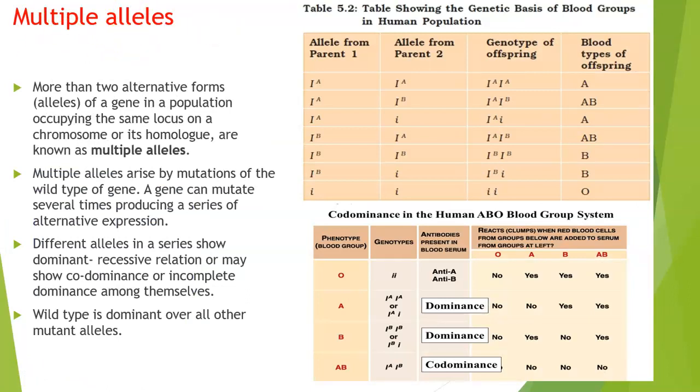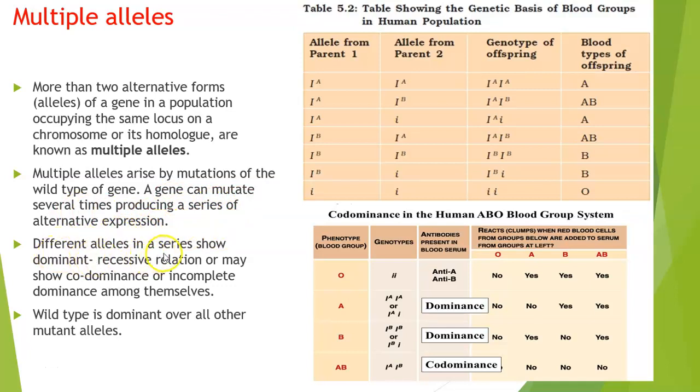Students, the next genic interaction that we are going to see is multiple alleles. More than two alleles or alternative forms of a gene in a population occupying the same locus on a chromosome or its homologue are known as multiple alleles. Now, multiple alleles arise by mutations of a wild type gene. A gene can mutate several times, producing a series of alternative expressions.